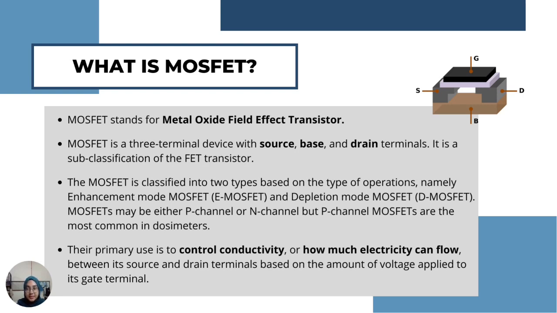The MOSFET is classified into two types based on the type of operation, namely enhancement mode MOSFET and depletion mode MOSFET. MOSFETs may be either P-channel or N-channel, but P-channel MOSFETs are the most common in dosimeters. The primary use of a MOSFET is to control conductivity, or how much electricity can flow between its source and drain terminals based on the amount of voltage applied to its gate terminal.